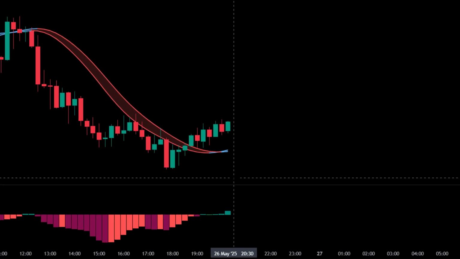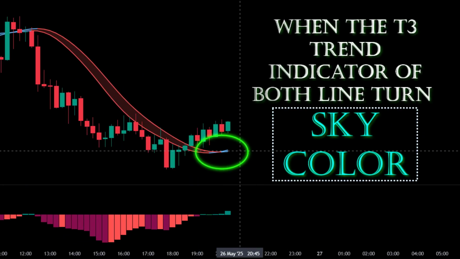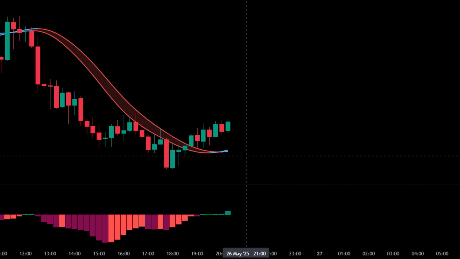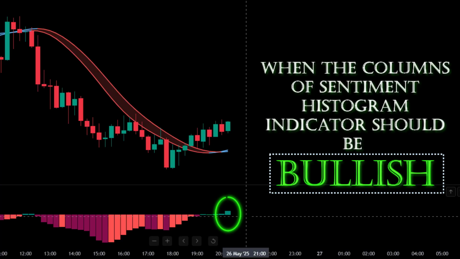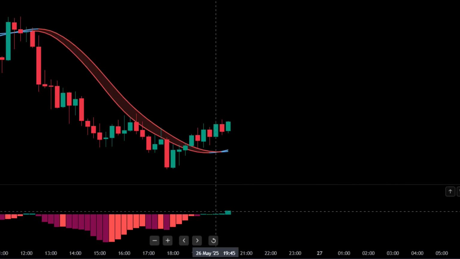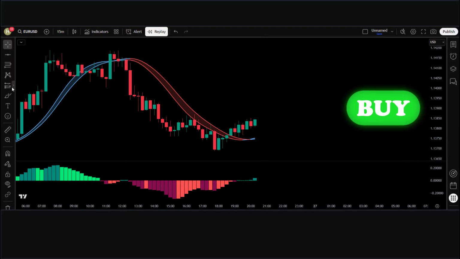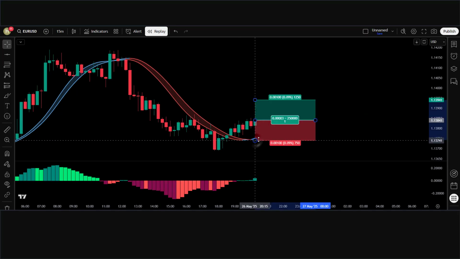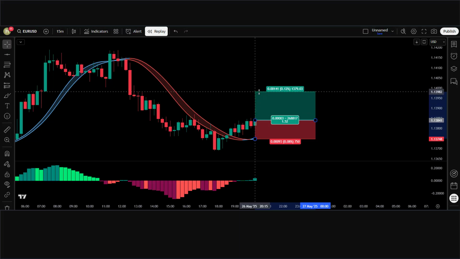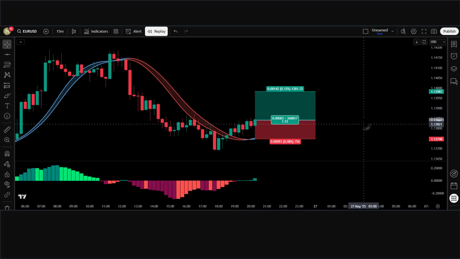Now, let's understand the concept where we will take buy and sell trades based on their conditions. When both lines of the T3 trend indicator turn sky color, when the market has formed a bullish candle, and when the columns of the Sentiment Histogram indicator are bullish, if these conditions are fulfilled, then we will place a buy order. Our stop loss will be placed at the T3 fast line of the T3 trend indicator, and the risk to reward ratio will be 1:1.5.